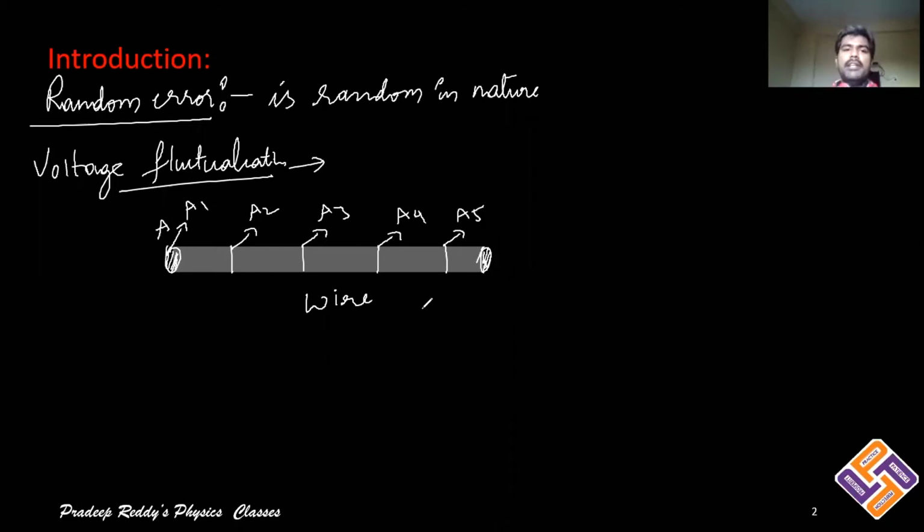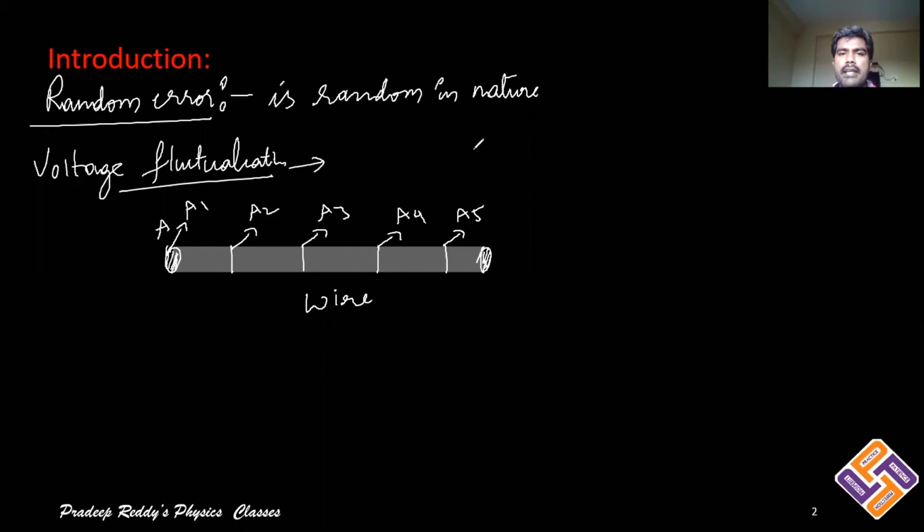If there is any manufacturing defect in this wire, area of cross section A1 is not equal to A2, it may either increase or it may decrease. Similarly, A3 can be greater than A2 or less than A2. Similarly, A4 can be greater than A3 or A4 can be greater than A5. Like that, there is no proper order in this case. So when you take a copper wire and measure its diameter at different positions, you will be getting different values. Such types of errors which occur random in nature are said to be random errors.